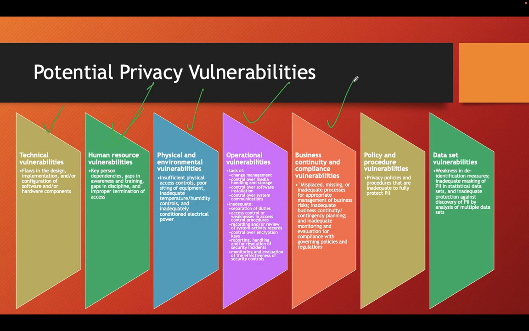Policies and procedural vulnerability: privacy policies and procedures that are inadequate to fully protect the personally identifiable information create a vulnerability. Then, last but not least, data set vulnerability: weakness in your de-identification or anonymization techniques. All of this creates a vulnerability in the system. So these several areas create potential privacy vulnerability in the system.